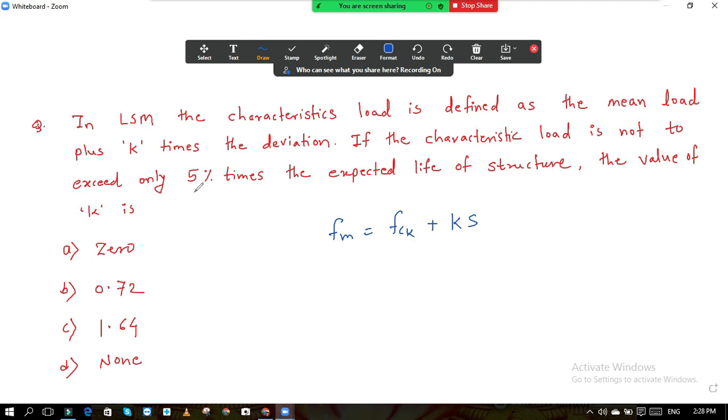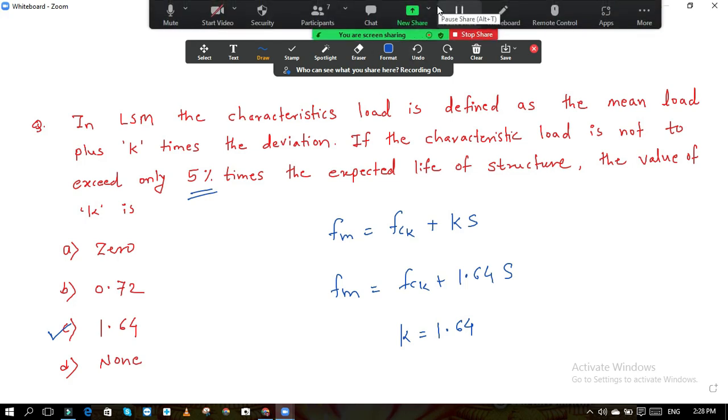When the condition is like this, exceeds only 5%, then in that case the value of K in this formula will become, I will write the formula. In this case, the formula is Fm is equal to Fck plus 1.64s. So the value of K must be 1.64. So the answer is C, 1.64.